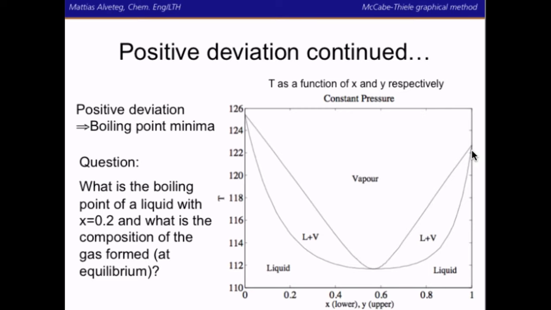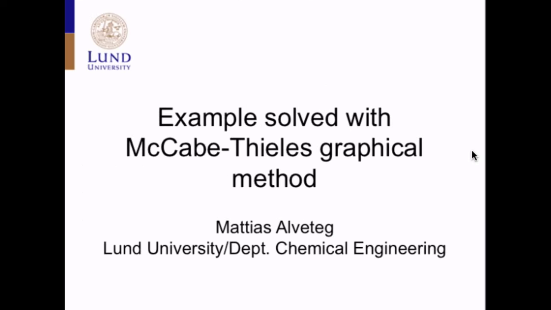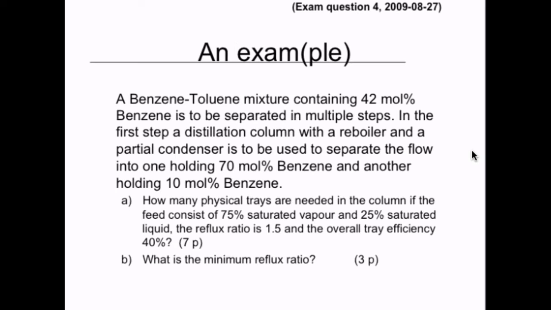We will, however, continue with solving an example using McCabe-Thiele's graphical method. And the example is taken straight from an exam in 2009, where a benzene-toluene mixture containing 42 mol% benzene is to be separated in multiple steps. In the first step, a distillation column with a reboiler and a partial condenser is to be used to separate the flow into one holding 70 mol% benzene and another holding 10 mol% benzene.